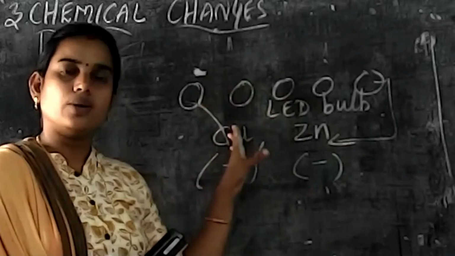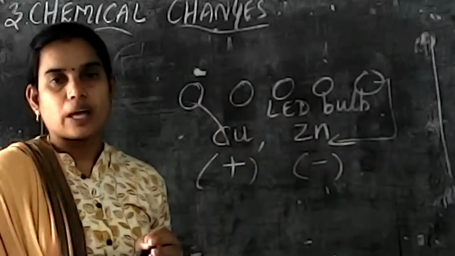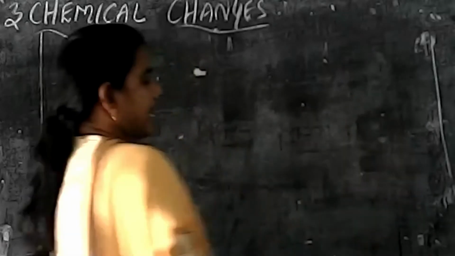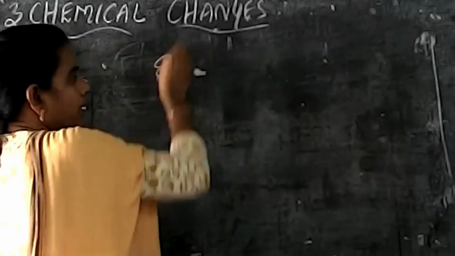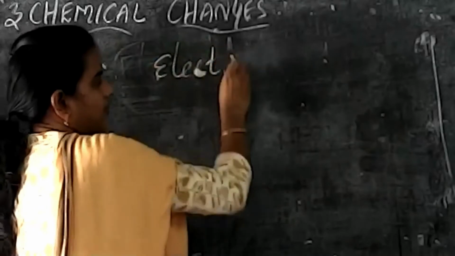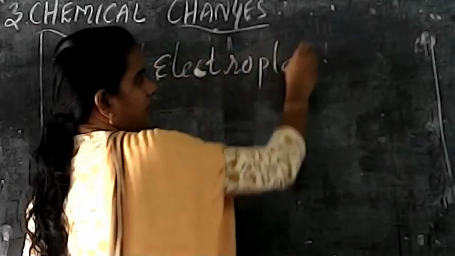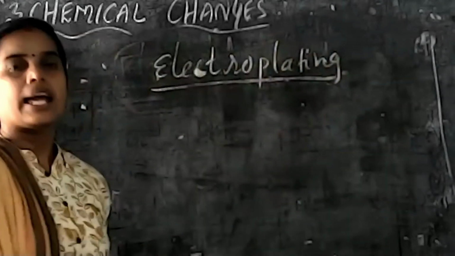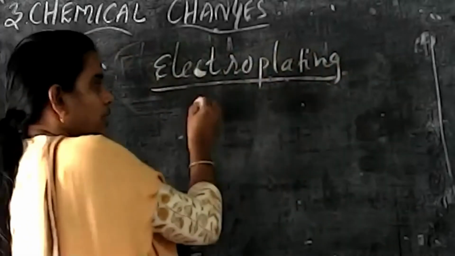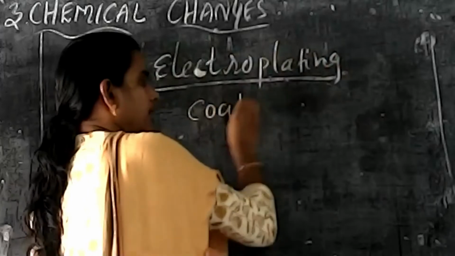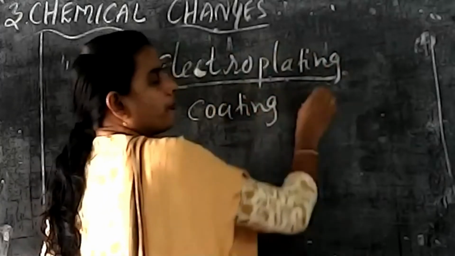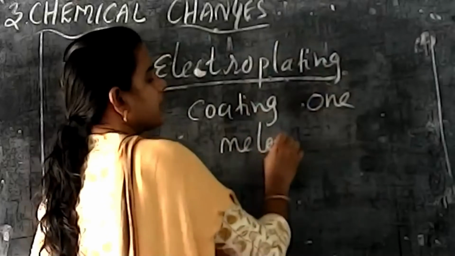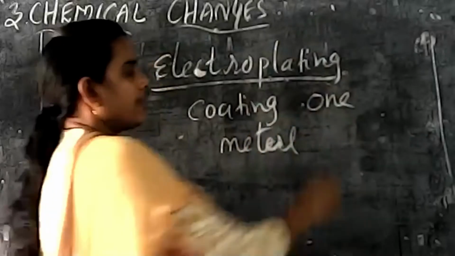So this is also an example of electrochemical reaction. Okay. Next we are moving to another topic, electroplating. Here electroplating means coating of one metal over another metal or using another metal.